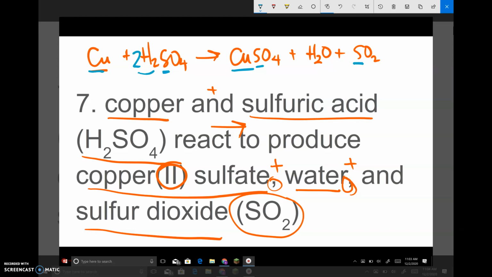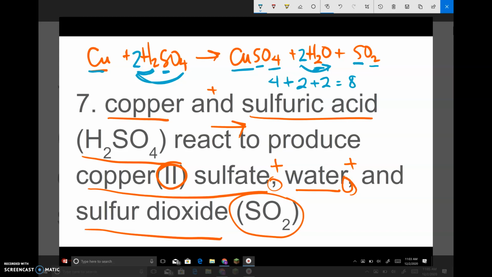Now we've got 4 hydrogens on the left side. Here we only have 2, so we're going to add a 2 there. So 2 times 2 is 4. Now we have 8 oxygens, and here we have oxygen 4. And oh my goodness, we have it in another location, plus 2. Oh my gosh, 4 plus 2 plus 2 equals 8.